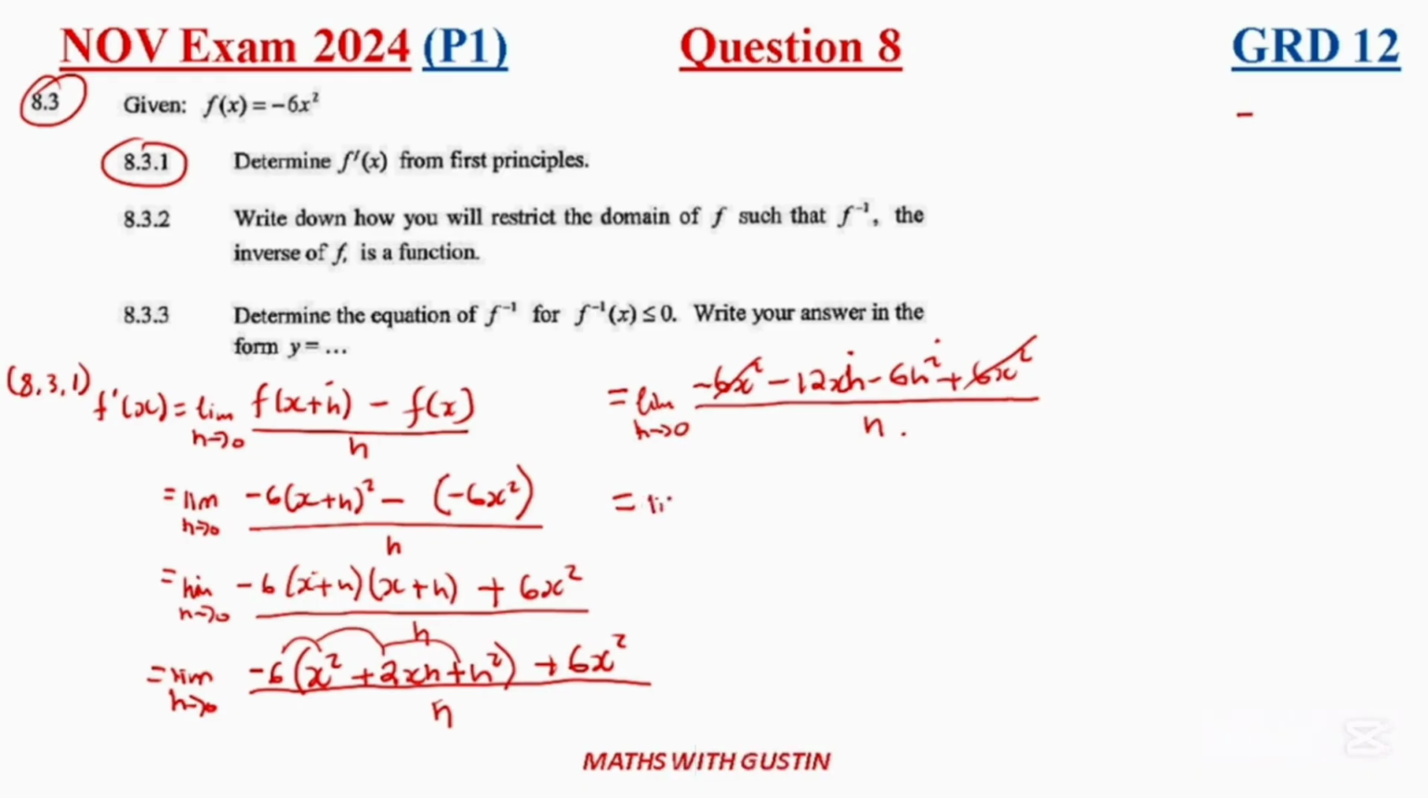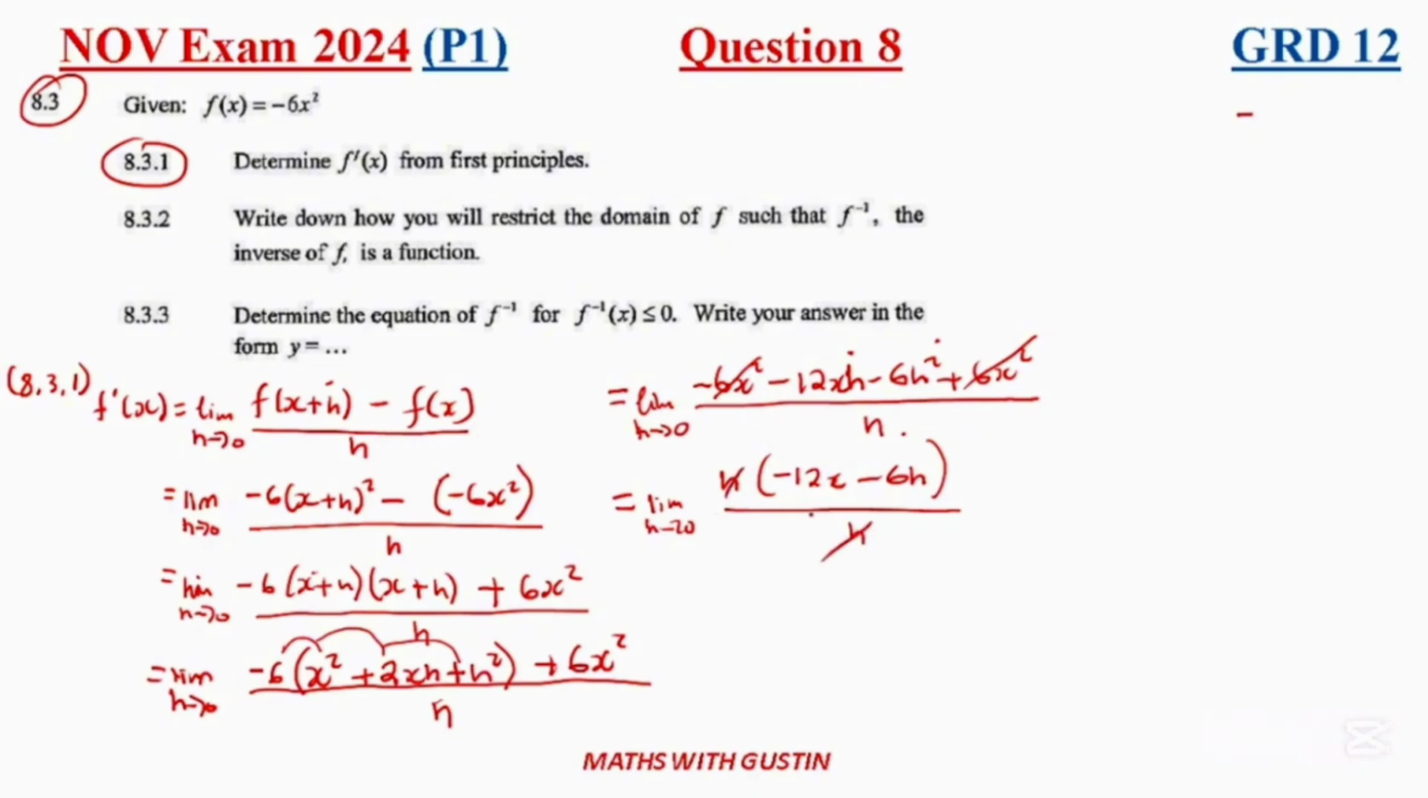So now let's take out a common factor of h. We must keep writing lim as h approaches 0. So we remove h here as a common factor. We're going to be left with -12x and therefore -6h, close bracket, all over h. H and h would cancel out.